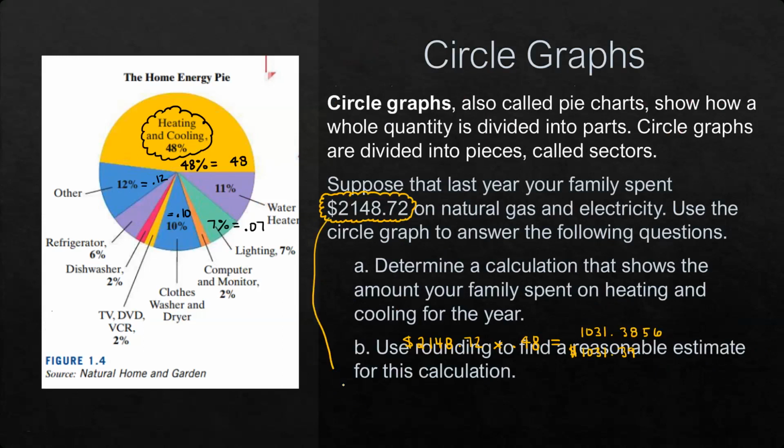I'm going to round this number to $1,000. I want to make my life a little easy. And this 48% we see here, I'm going to round it to 50%. So therefore, I'm multiplying by 0.50. And so this is actually an easy calculation. I'm taking just half of 2,000, which is equal to 1,000. And notice that doing that is very close to the actual amount that we got earlier.